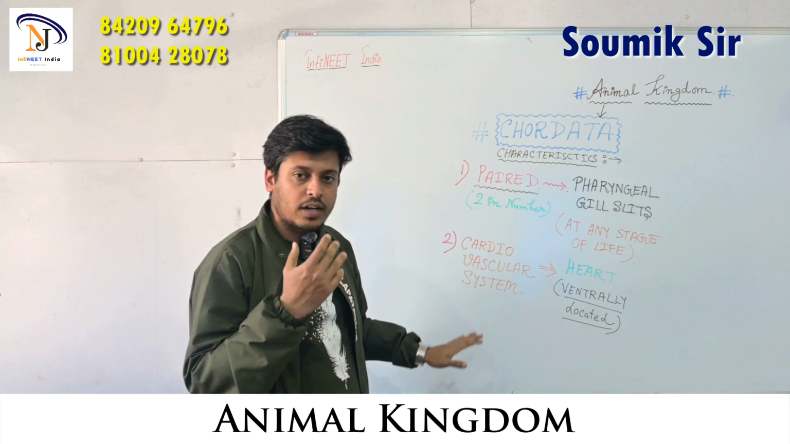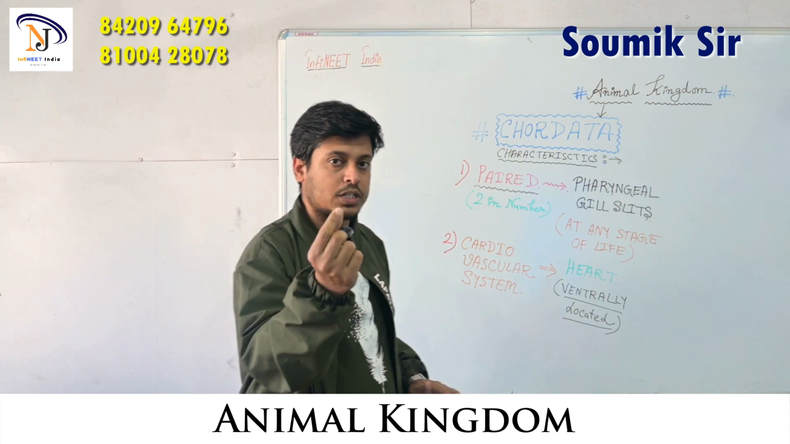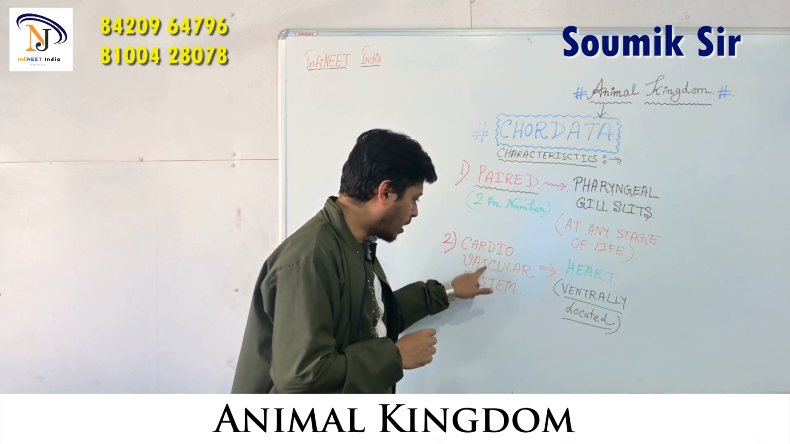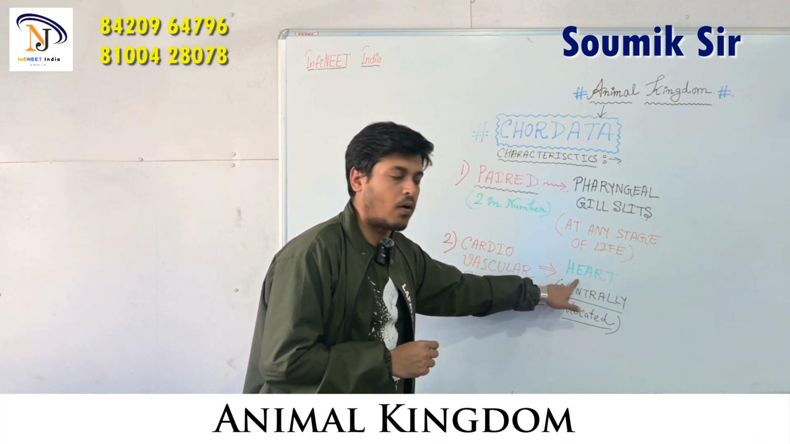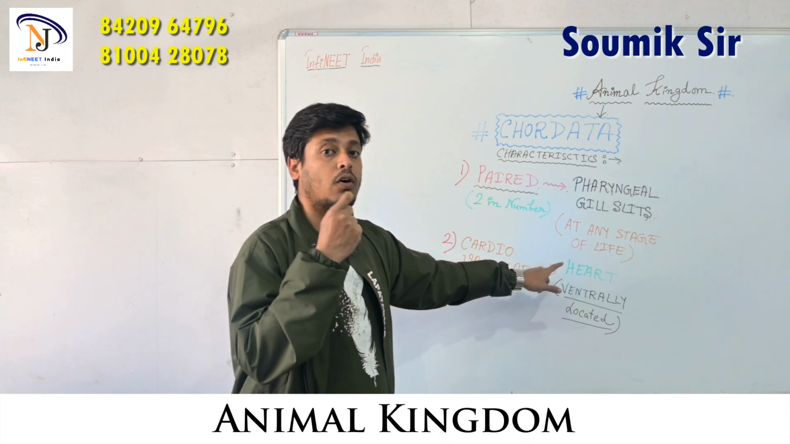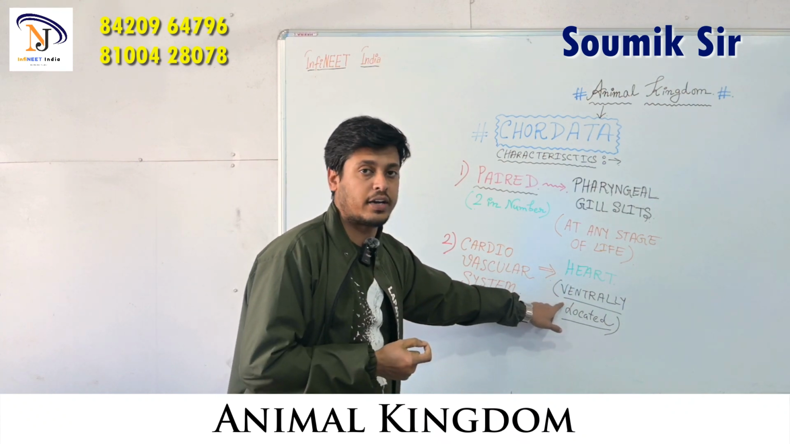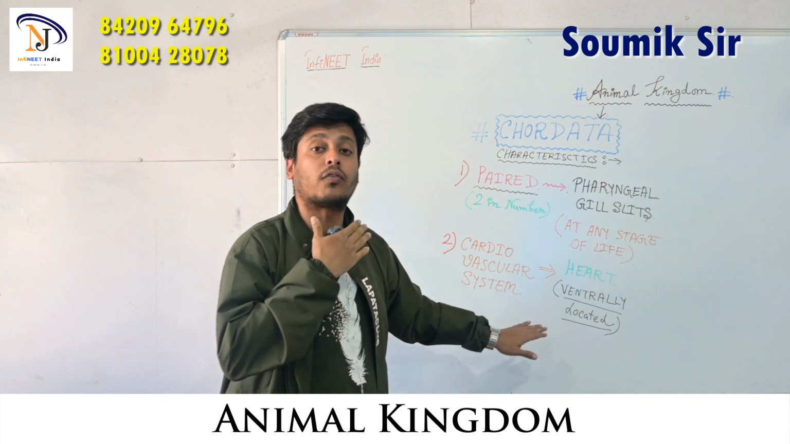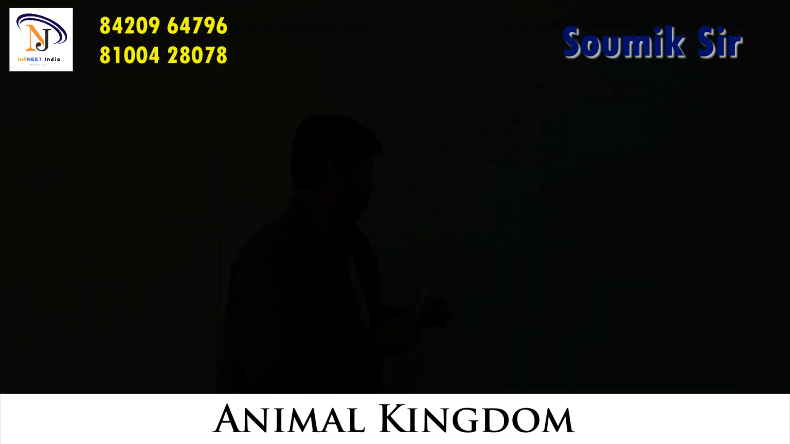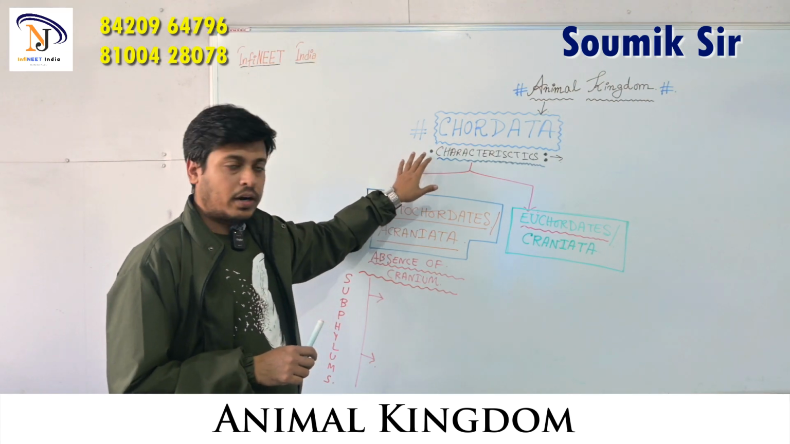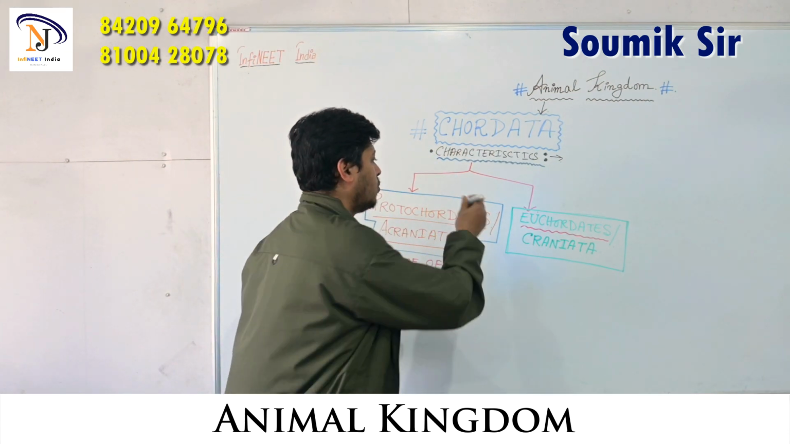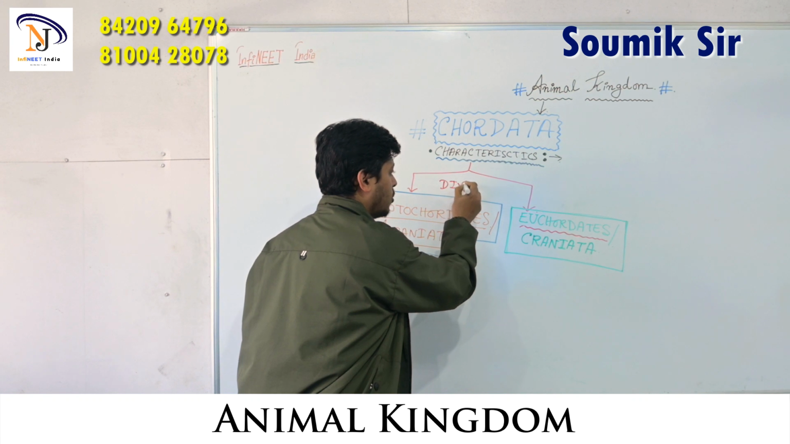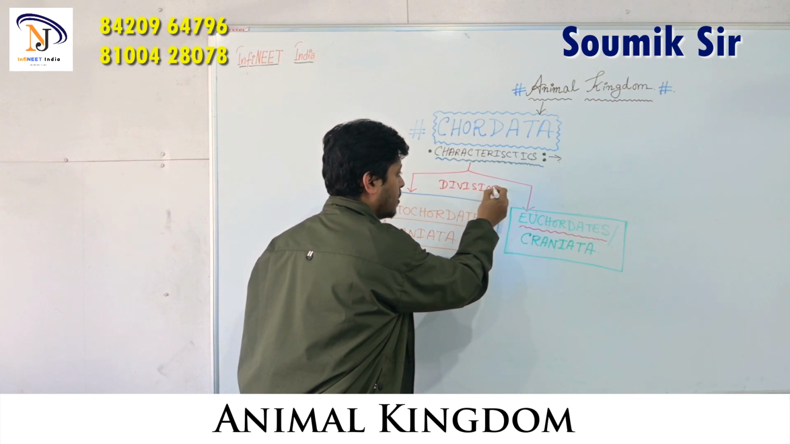Then the cardiovascular system, another most important point. Remember, in the cardiovascular system, the pumping organ heart is located ventrally. That means the heart is located at the ventral or front side of the body. Chordate animals are divided into two major divisions.